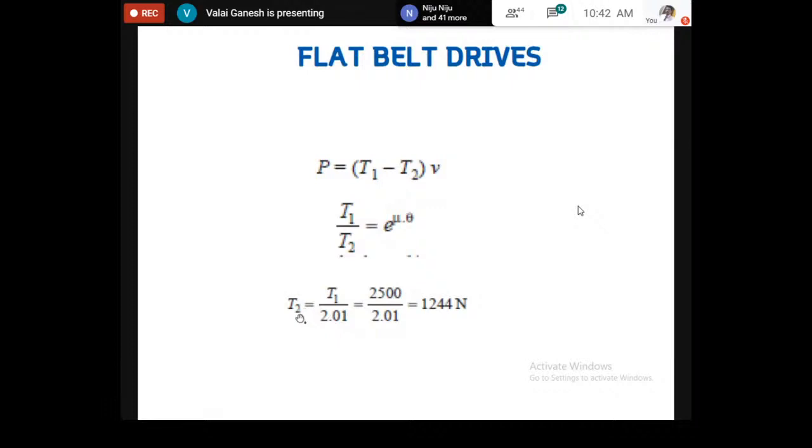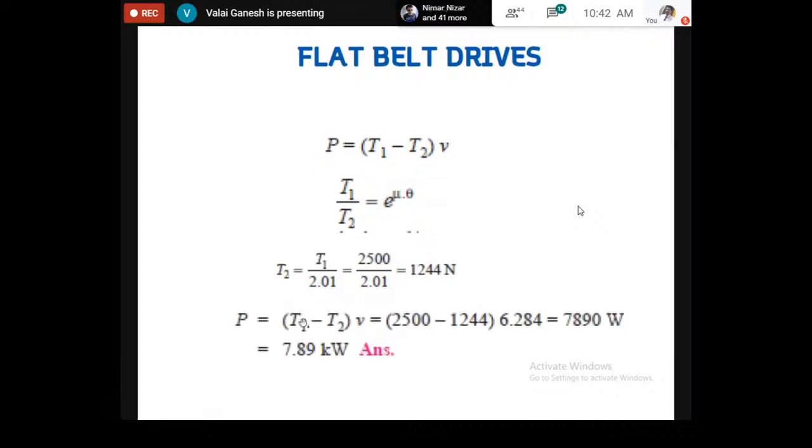From that, we can calculate the value of T2. We know the values of T1 and T2. Apply the corresponding T1, T2 values in this equation. We may be able to find the value of power. Okay, power is 7.89 kilowatt. So this is a type 2 problem in flat belt drive.